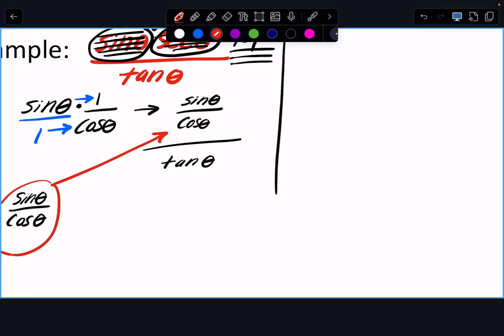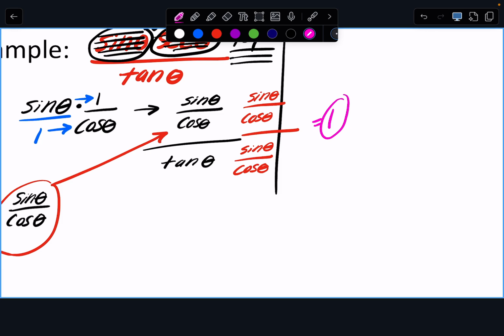Things will be simplifying. So we would say, okay, so we still have sine theta divided by cosine theta. And what are we writing tangent as? Sine of theta over cosine of theta. Okay, now I can see what's happening. What's something divided by itself? 1. So this simplifies to be 1. Something divided by itself is 1.